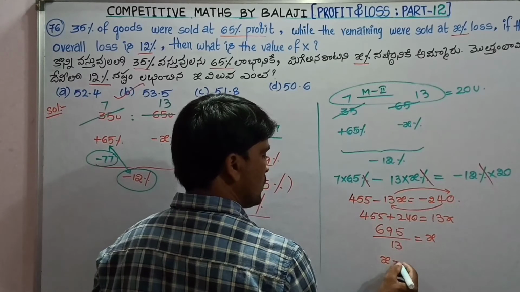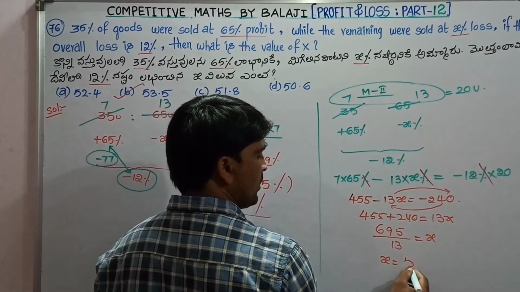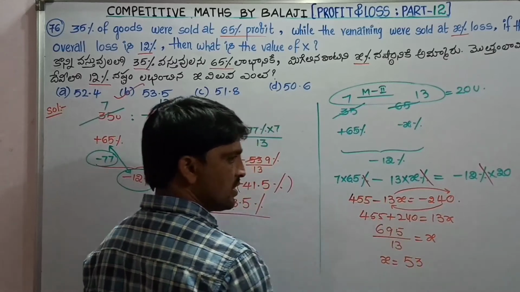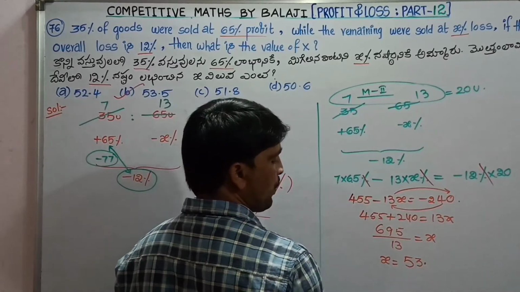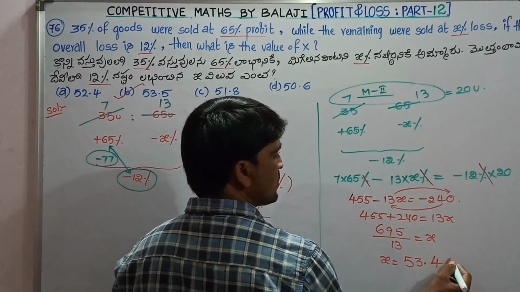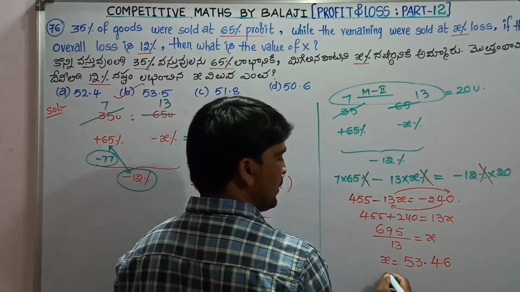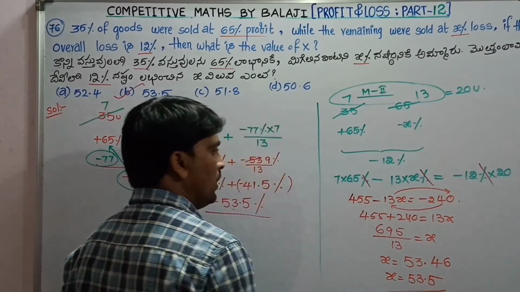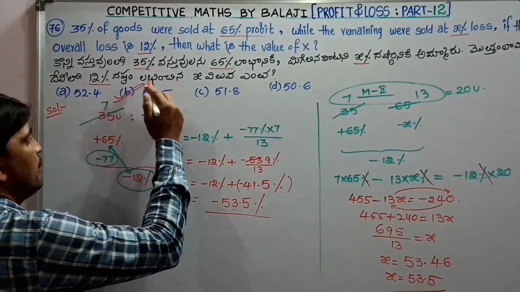X. Now x equal to 13 5s are 65, 4 remainder 45, 13 3s are 39, 6 remainder, put a decimal point 60, 13 4s are 52, 8, 13 6s are 78, approximately 53.5. Yes, x value is 53.5.